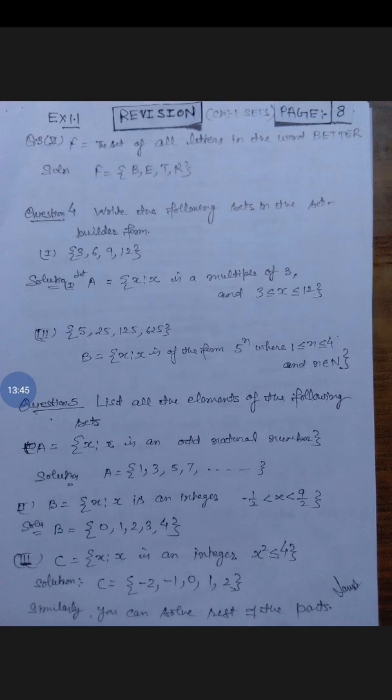Now come to question 5: list all the elements of the following set. A is the set of x such that x is an odd natural number. Odd natural numbers, you know, are those not divisible by 2. So it is 1, 3, 5, 7 and so on.